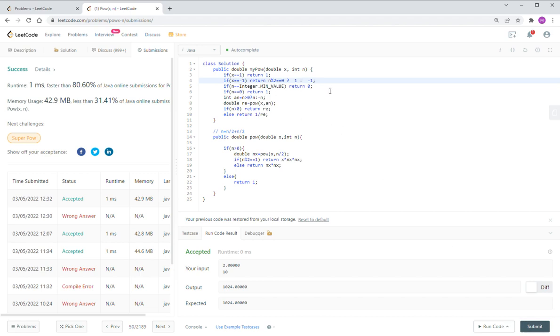But I still think this is stupid. What is the time complexity? For that one, the complexity is log n. So the time complexity is big O of log n. The space complexity is also big O of log n.